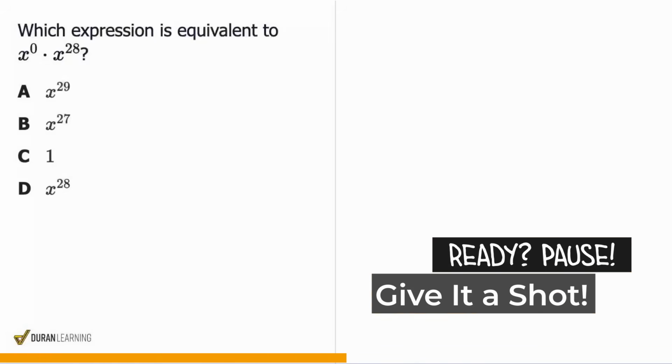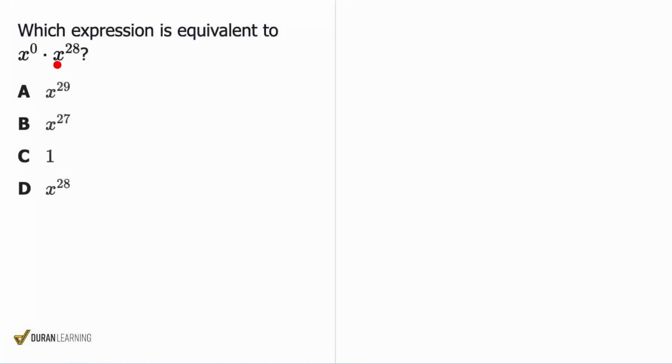All right, which expression is equivalent to x to the power of 0 multiplied by x to the power of 28? So when we're tackling this one here, everybody, we have to understand some of these identity rules. The rules that, hey, they're there, but they might not show themselves every single problem. So that's kind of what makes a problem like this hard. If it just randomly pops up and you forget that anything to the power of 0 is 1, then this might make you second guess yourself.